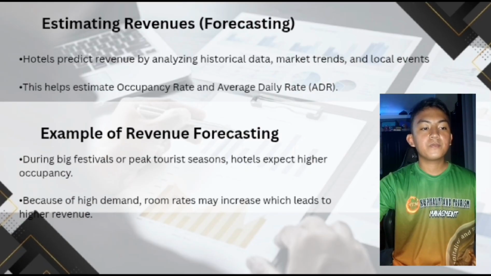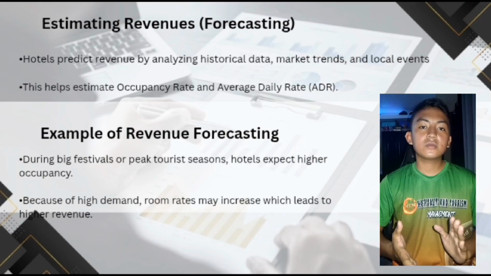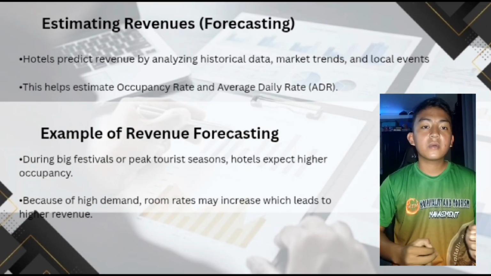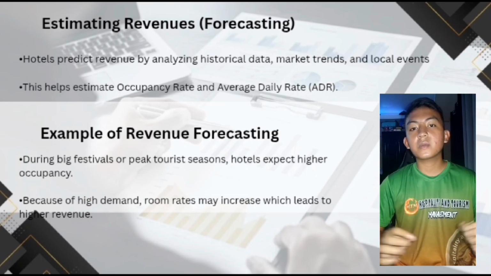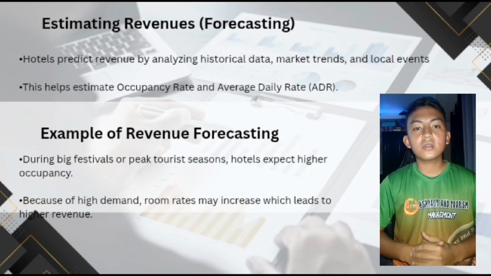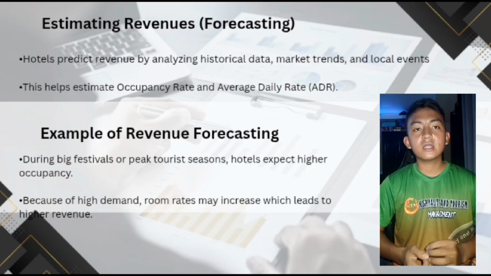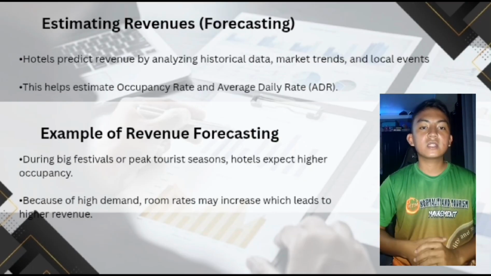Estimating revenues means predicting how much money the hotel will earn from room sales. The rooms division uses past records of coming events and recent trends to forecast how many rooms will be occupied and how much guests are willing to pay per night. This helps managers plan the expected income.